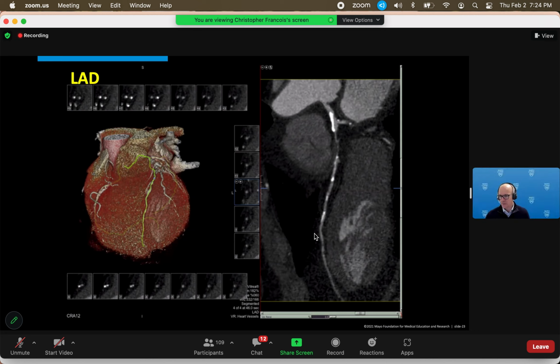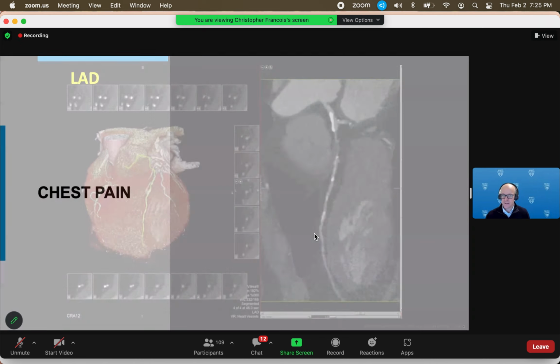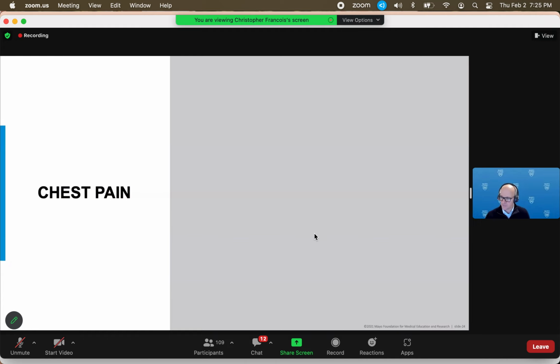Yeah, exactly. So this is multifocal coronary artery disease with an area of severe stenosis in the proximal LAD. And it's very low attenuation again. That's the kind of plaque that we're worried about.